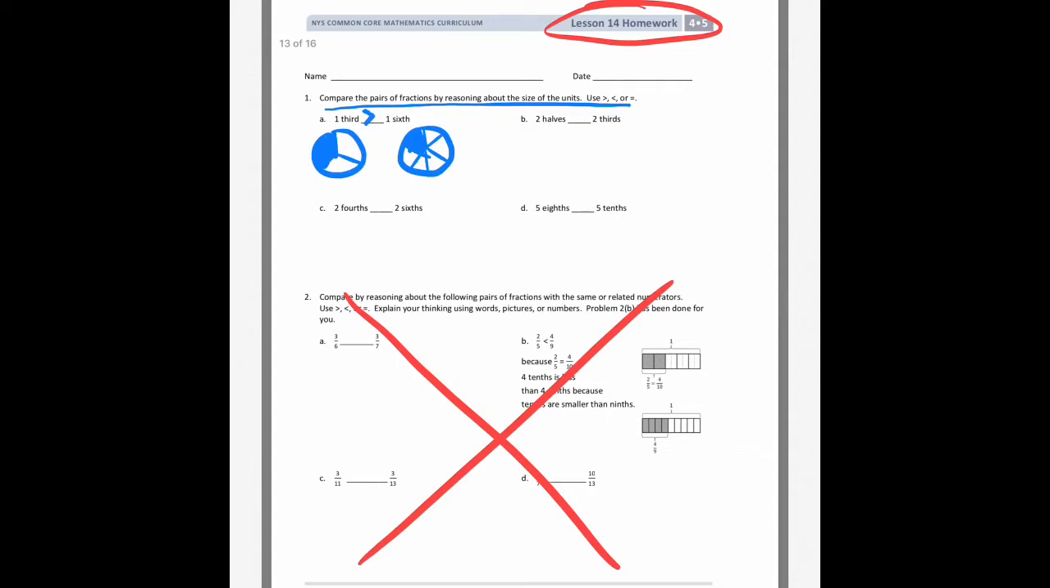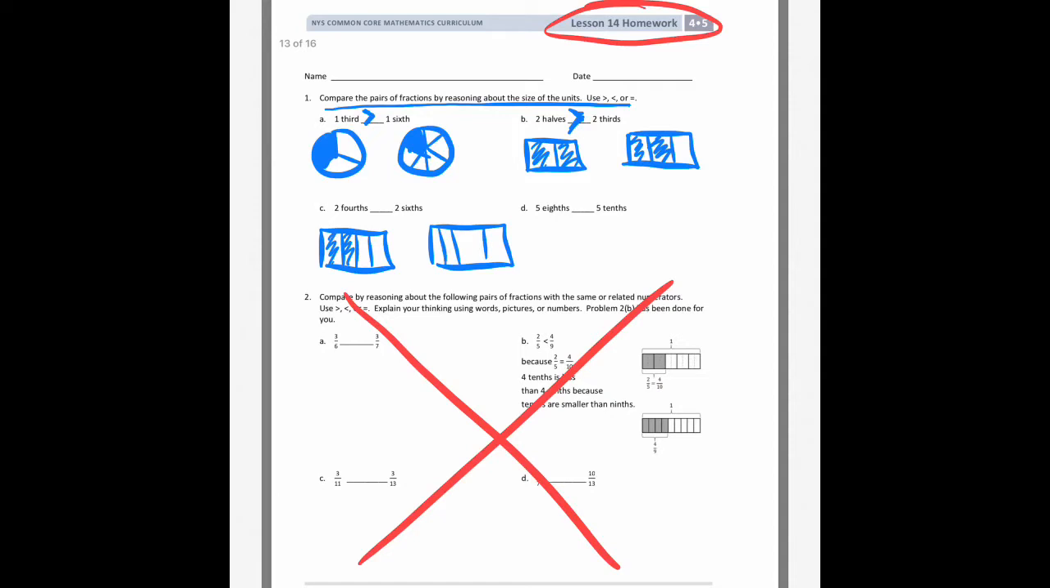Now look at B, 2 halves and 2/3. Well, 2 halves make a whole. 2/3 are less than a whole, so obviously 2 halves is going to be greater than 2/3. Okay, let's look at C, 2/4 and 2/6. Same thing. The bigger the denominator, the smaller the pieces it's going to be separated into. It's kind of the opposite of what you would think. So 2/4 is going to be greater than 2/6, and I'll demonstrate that on here.